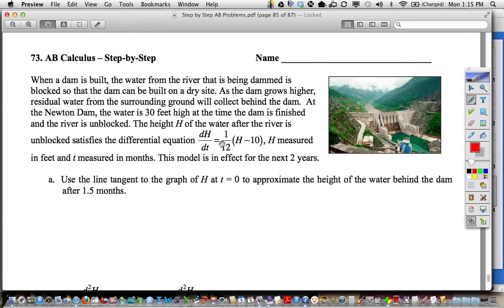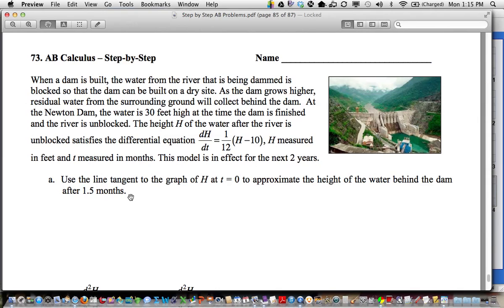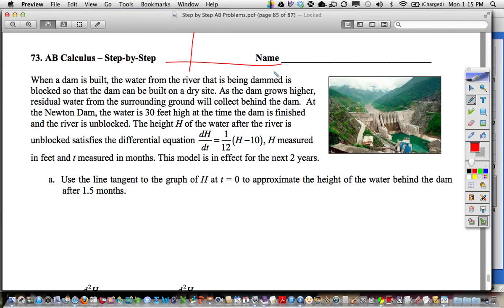Now, let's do part A. Use the line tangent to the graph of big H at t equals 0 to approximate the height of the water behind the dam after 1.5 months. Use the line tangent to the graph of H. Now, do we know what the graph of H looks like? We have no idea, okay? So let's say, but what is the graph of H doing? For sure, isn't it going up? Because it's the height of the water. So let's say it's going up like that. I have no idea, but let's say it is, okay?